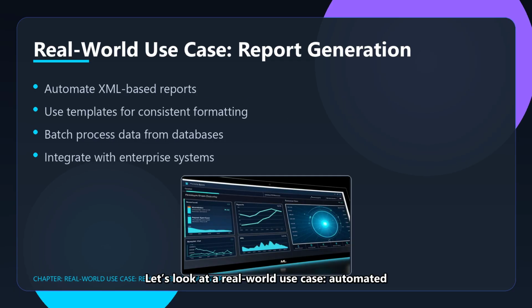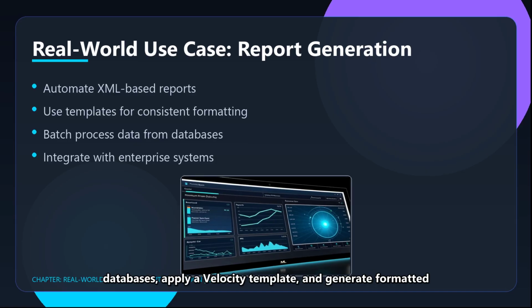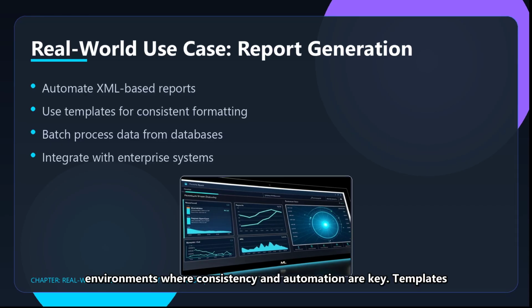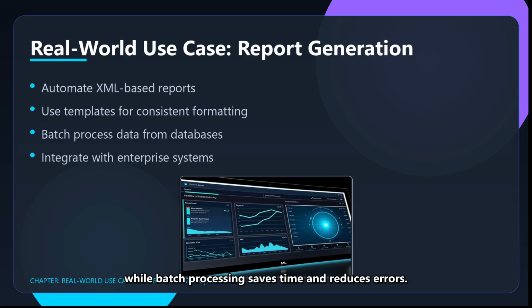Let's look at a real-world use case, automated XML report generation. DVSL can pull data from databases, apply a Velocity template, and generate formatted XML reports. This is especially useful in enterprise environments where consistency and automation are key. Templates ensure that all reports follow the same format, while batch processing saves time and reduces errors.